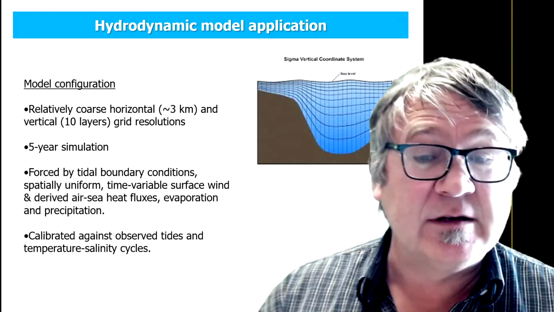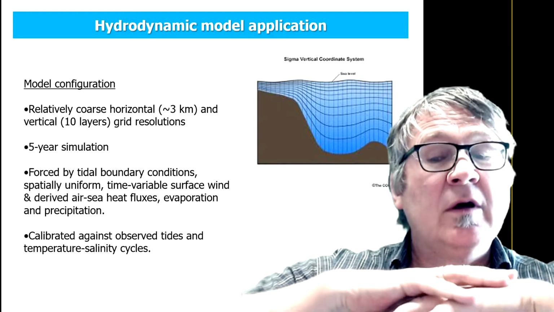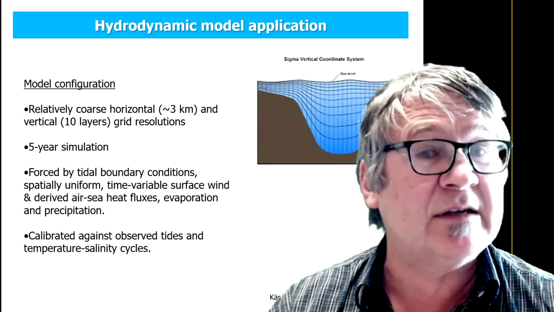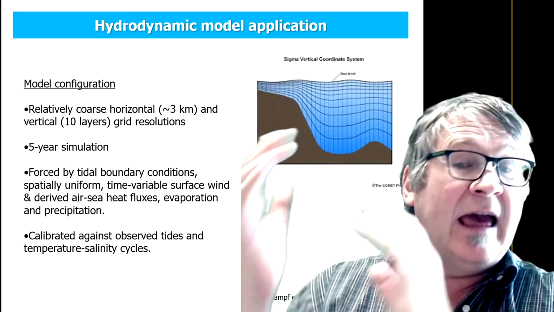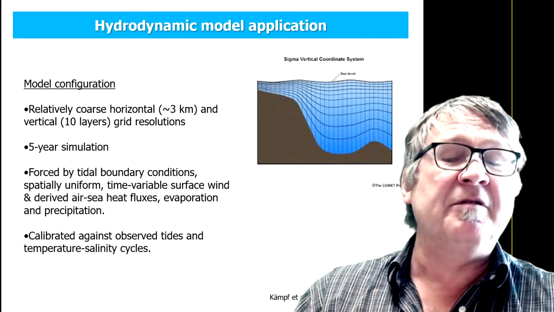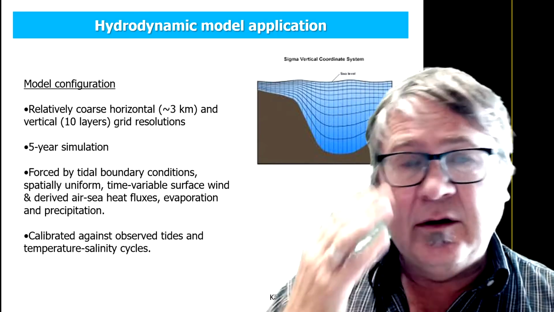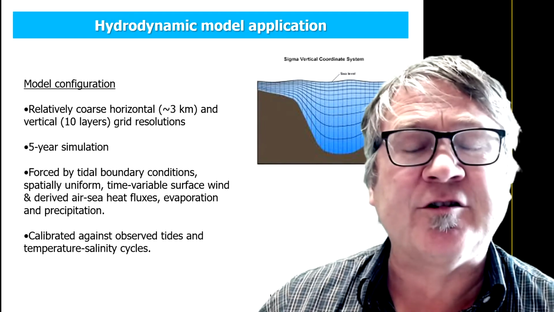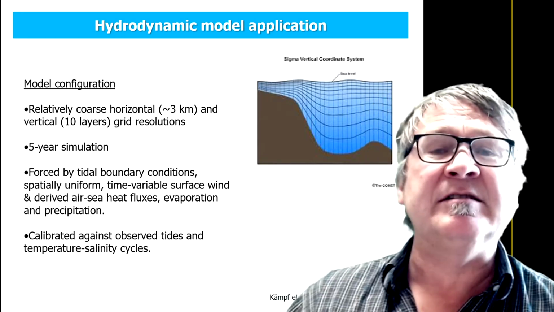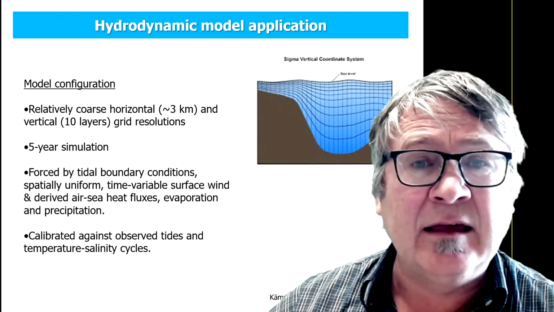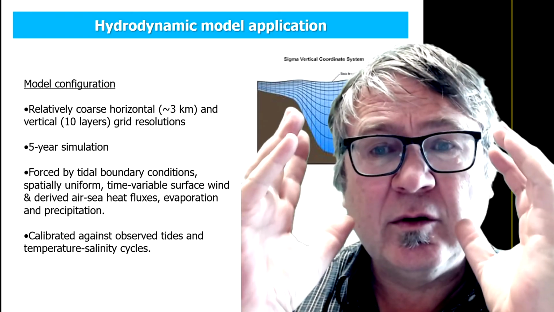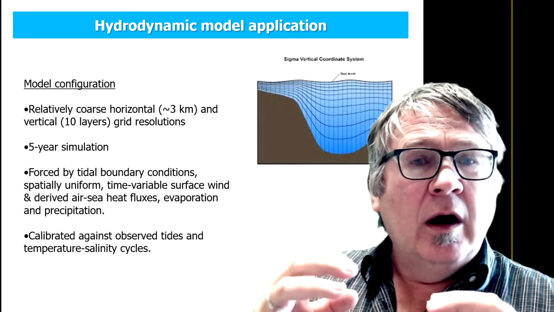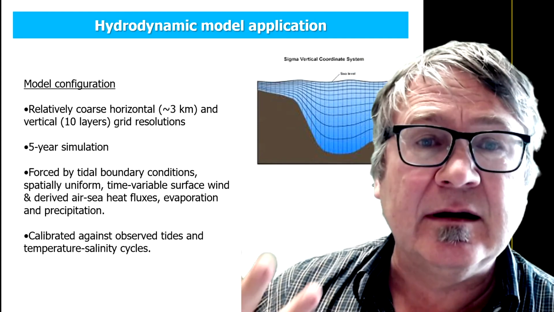It has a surface wind forcing, and it also has heat fluxes and precipitation and evaporation, which change the temperature and the salinity. And then it's calibrated against observed tides and temperature and salinity. Calibration means the main parameter that you can adjust is bottom friction. How strong the bottom friction is plays a big role in the circulation that you have. Anyway, I don't want to talk that much. I want to show you first the calibration, and then I want to show you a bunch of simulation results.